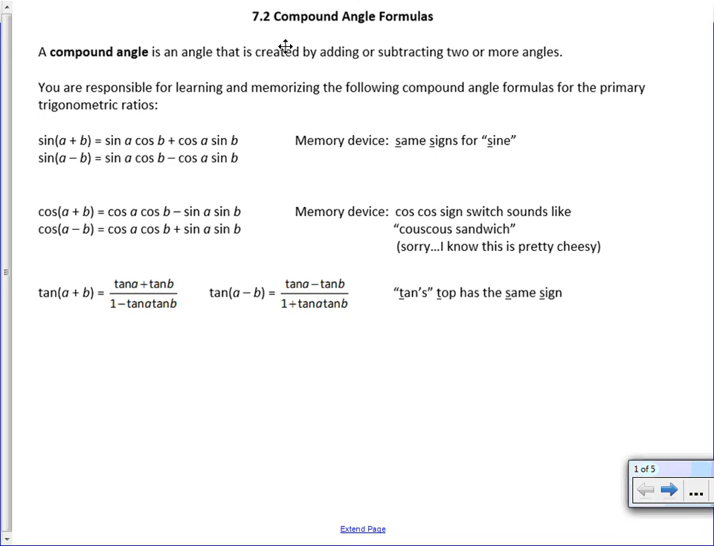For tan, you have tan of a sum or tan of a difference. Again, the formula is the same for plus and minus. The only difference is where the signs are. So it's tan A plus tan B all over 1 minus tan A tan B. The exact same form, except the minus is on the top and the plus is here. Memory device is tan's top has the same sign. So the plus here is in the top of your formula, and you remember the other one will be opposite. Just remember the template, and tan has the same sign on top. So minus will be a minus.